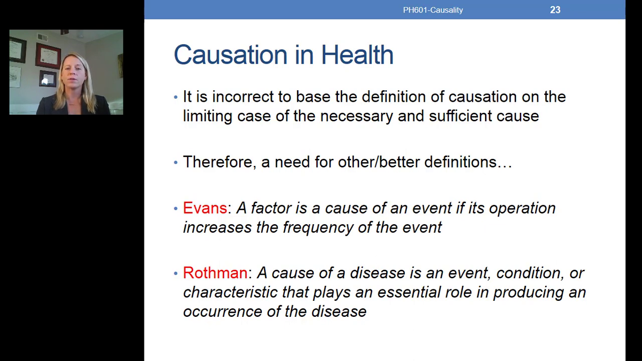The one given by Evans, who's an epidemiologist as well, said that a factor is a cause of an event if its operation increases the frequency of the event. So that kind of makes sense, and that's this idea of a dose response. I increase some exposure that may increase the risk or the frequency of that event. However, that is kind of a limited definition, really, because it lacks some of the other things that we're going to talk about later when we get into the Bradford-Hill criteria.